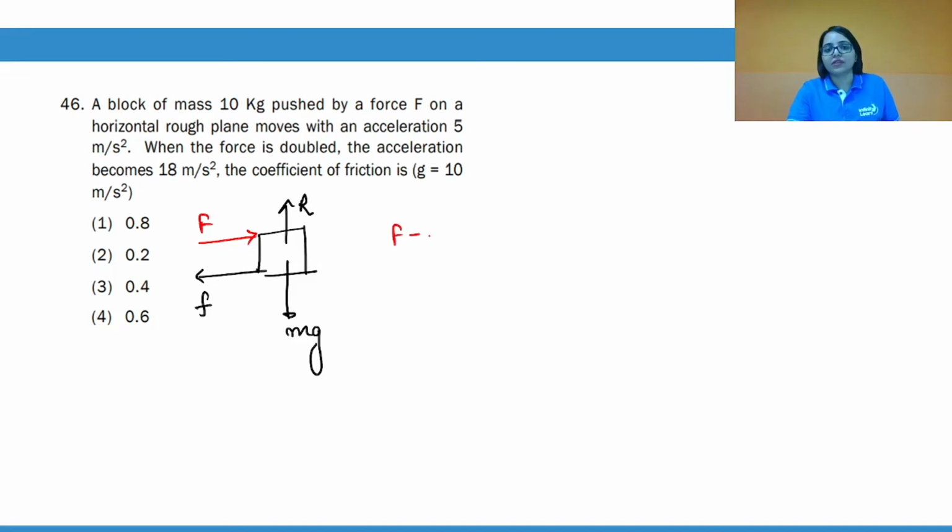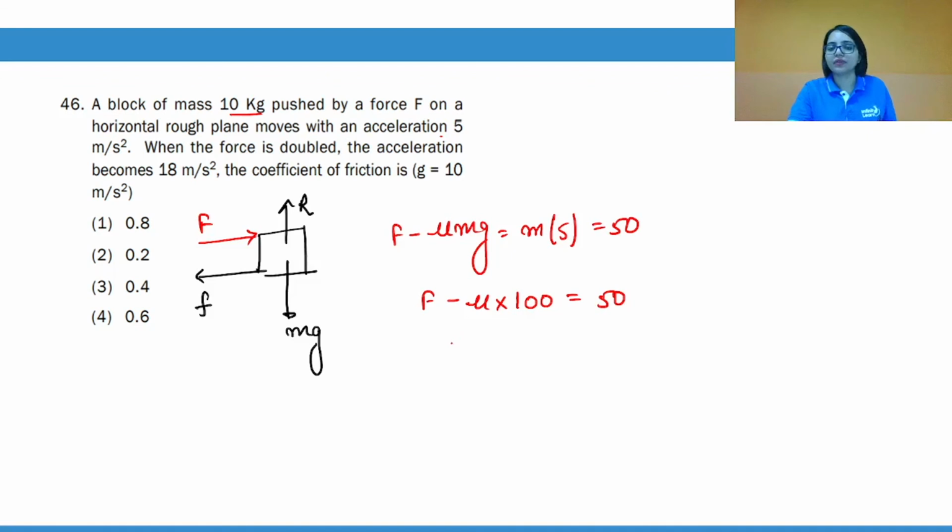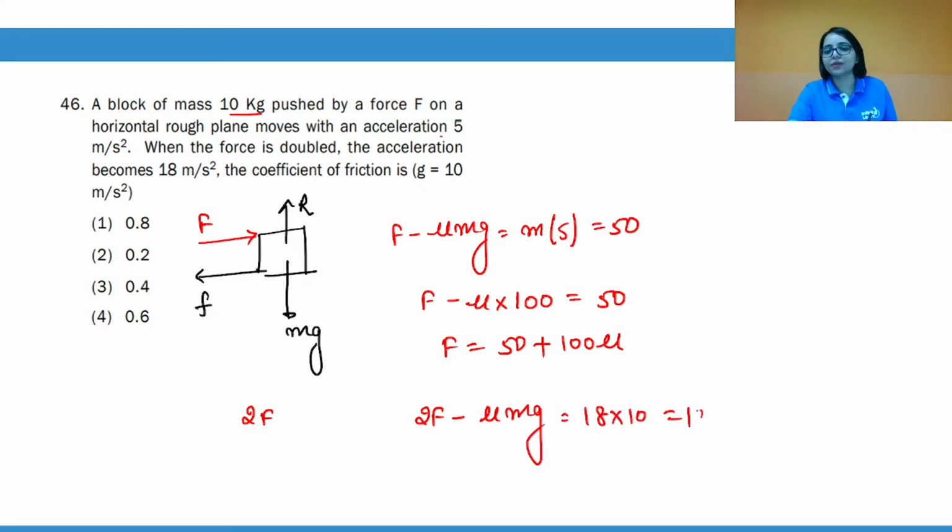Okay, so F minus friction, that is mu mg, is equals to m into a in the first case, right? m is 10, a is 5, so it will be 50, right? F minus mu into m, that is 10, into g is 10, so it is mu 100, is equals to 50. Fine, so F will be 50 plus 100 mu, right? In the second case, when the force is doubled, acceleration becomes 18, right? So next equation will be 2F minus mu mg is equals to 18 into 10, that is 180. Let's put the value of F in this equation. So this will be 2 times 50 plus 100 mu minus 100 mu is equals to 180.